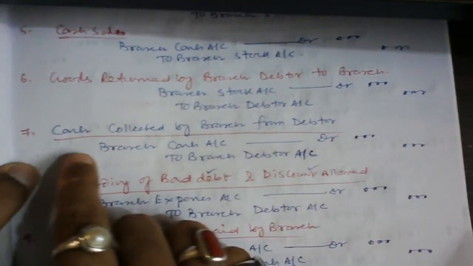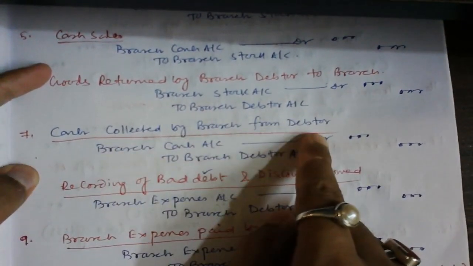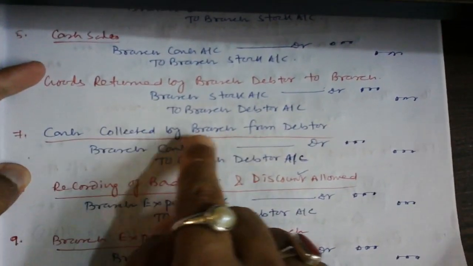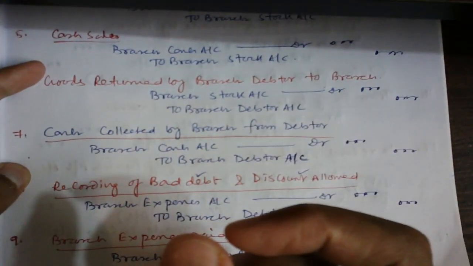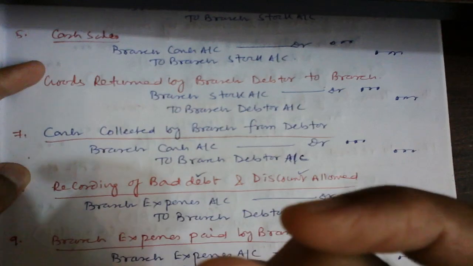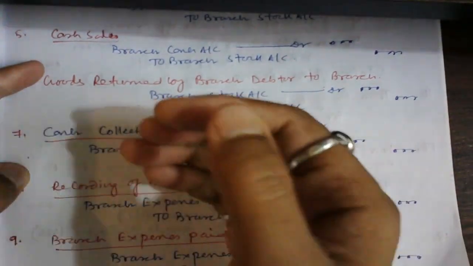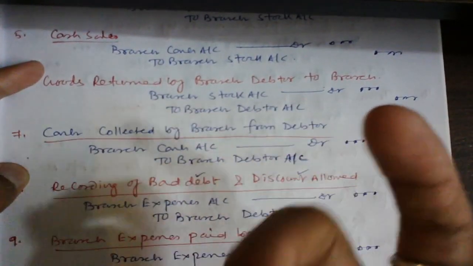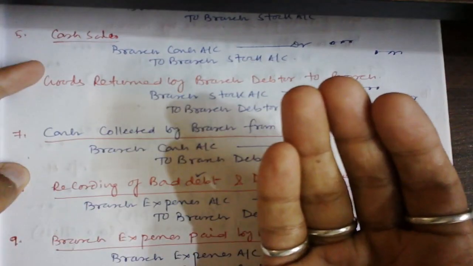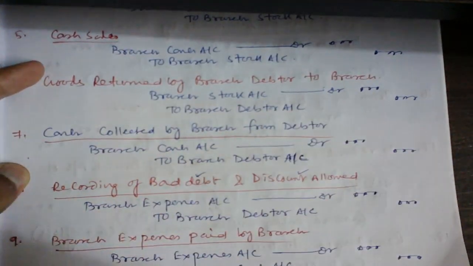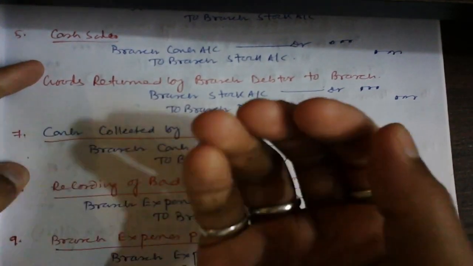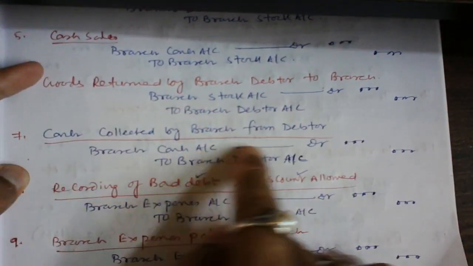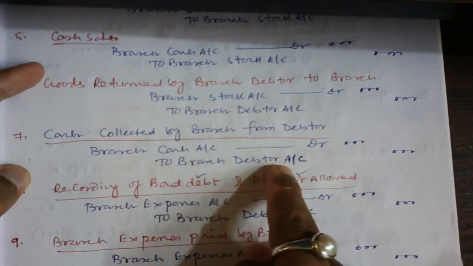Next, cash collected by branch from debtor. When cash is collected by the branch from the debtor, what will happen, sir? Very easy. We are going to receive the cash from the debtor, so the debtor will decrease, because the debtor is the giver of the cash. As per the personal account, giver is a credit, so branch debtor is credited. Why is branch cash debited? Because cash comes in as per the real account. What comes in is debit, that's why branch cash is debited and branch debtor is credited.